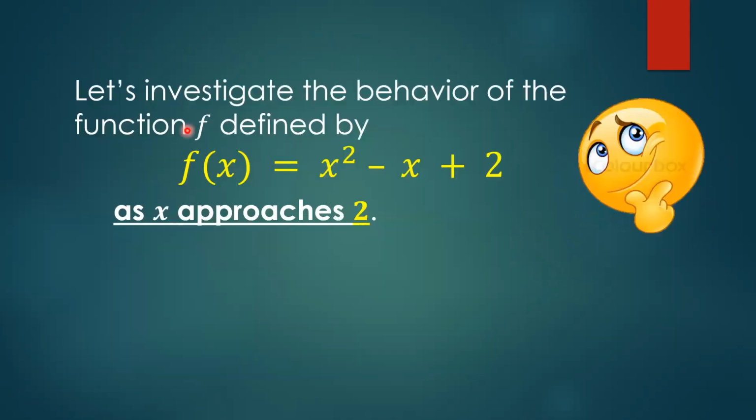Okay, so let's investigate the behavior now of the function defined by this quadratic equation, x squared minus x plus 2, as x approaches 2. Kanina as x approaches 0. So ngayon, kung manggagaling tayo sa left side ng 2, we have 1. Lagay natin yung 2 sa gitna. So sa kabilang side, meron namang 3. Again, our x can come from this side of 2 and from this side of 2. Okay? So tingnan natin yung graph niya.